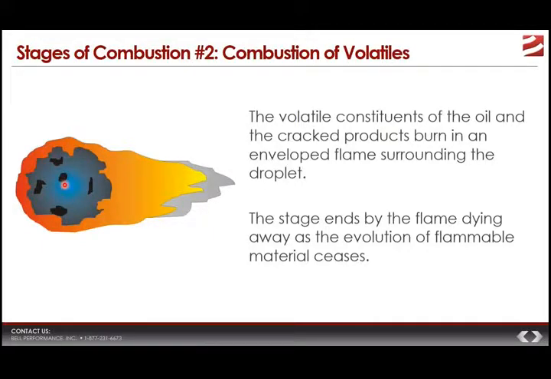They start to burn. They create this flame envelope that surrounds the droplet here. So remember, when they burn, what are they going to be doing? They're going to be producing a lot of heat, and they're going to be breaking carbon-carbon bonds. And so this combustion of volatile stage, number 2, ends when the flame starts to die away because it's using up all of the flammable materials in this droplet or in this particle.